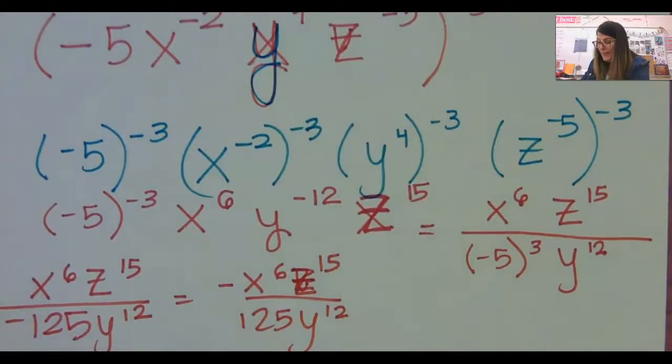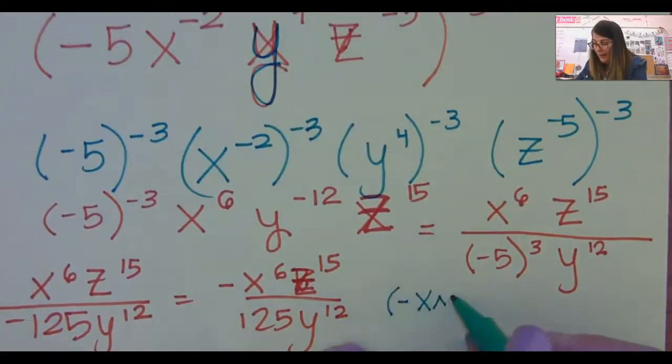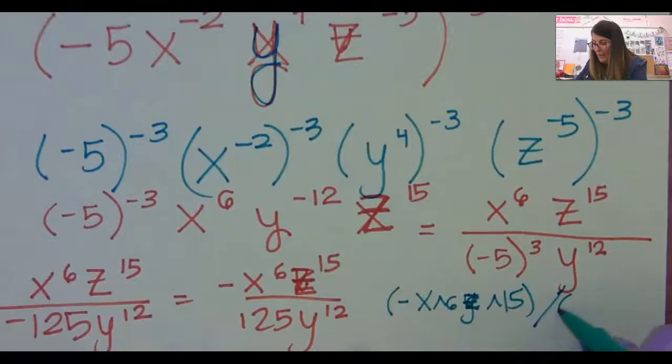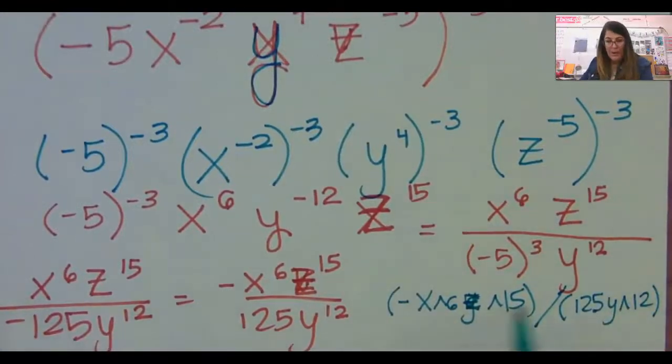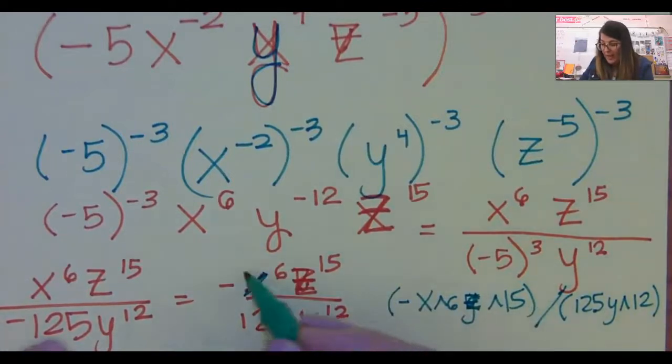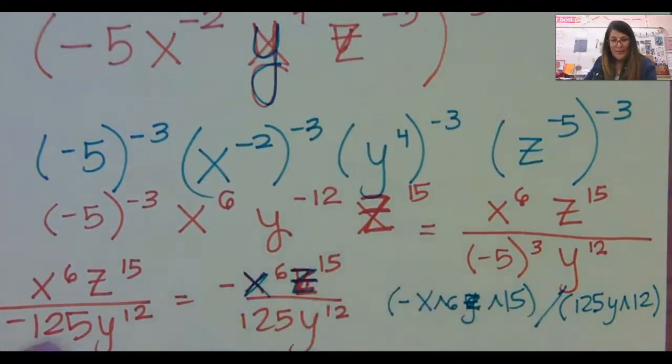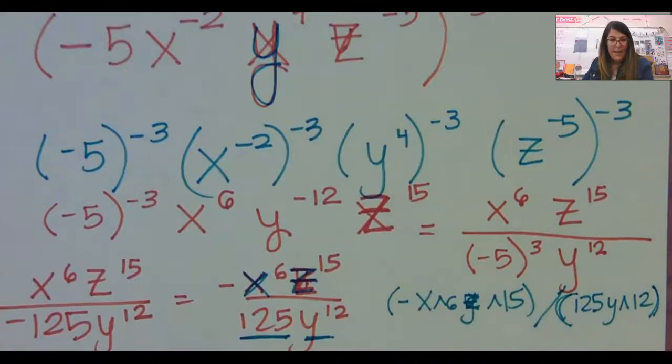And in Buzz, I would need parentheses for the numerator and the denominator. Z to the 15 divided by parenthesis 125 y to the 12th. So in Buzz, because there's the x and the z, I would need parentheses for the numerator. And because there's the 125 and the y to the 12th, I would need parentheses for the denominator.